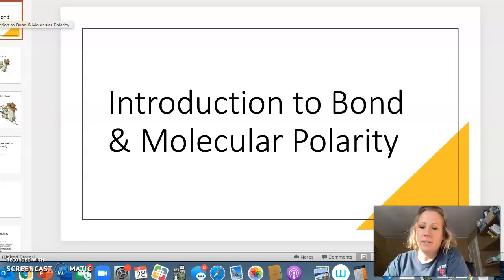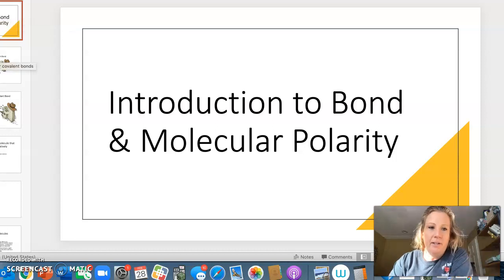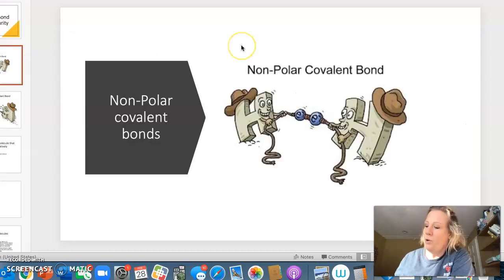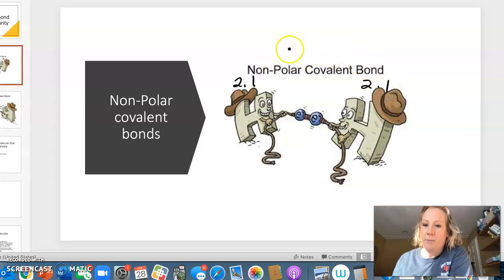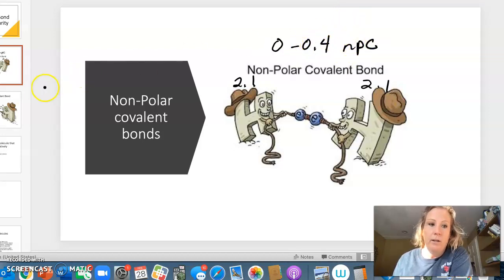This is a video that's going to start to introduce bond polarity and molecular polarity. The difference between electronegativities is what determines what kind of bond type we have. If hydrogen and hydrogen both have an electronegativity of 2.1, obviously the difference between them is 0. So 0 to 0.4 is going to be a covalent bond, and nonpolar means that they're sharing equally.